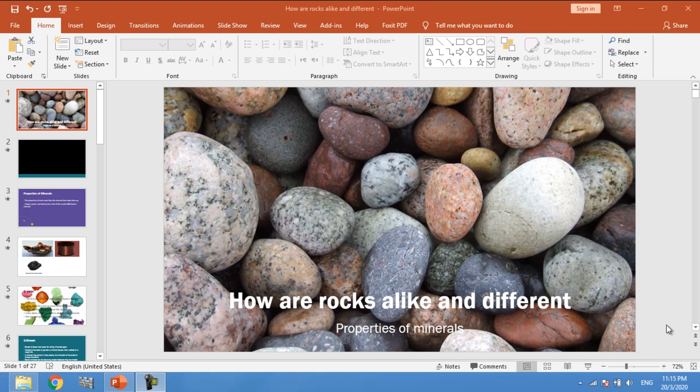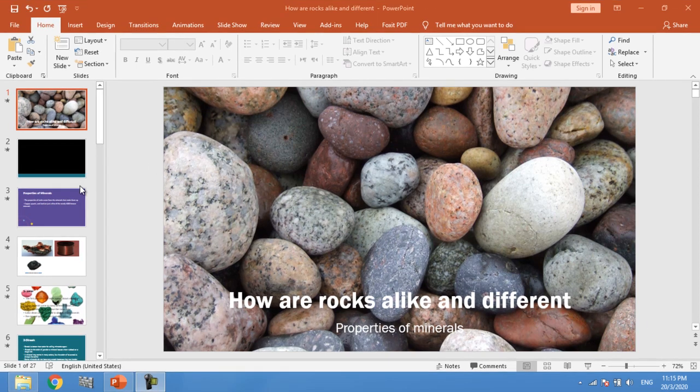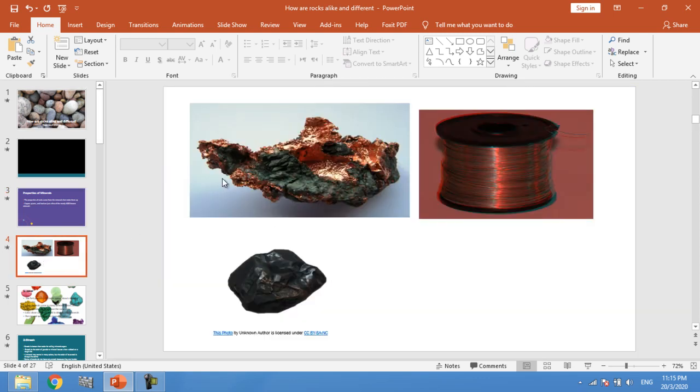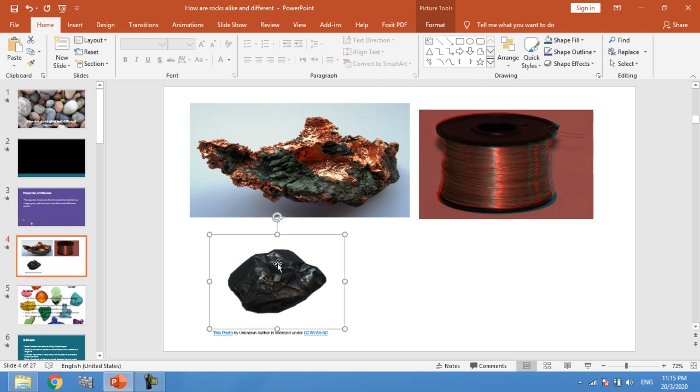We have about 4,000 minerals in nature, like quartz, lead, copper. Okay, this is a picture of copper, and this is copper wire. We can manufacture it using copper, and this is lead, the mineral lead.